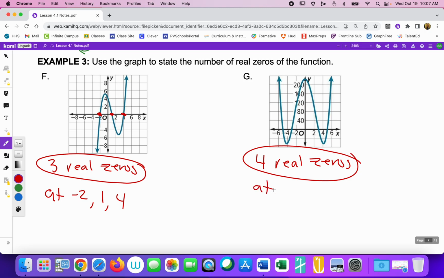-5, -3, +3, what type of degree is this one? Odd or even? Odd, positive, or negative leading coefficient? Going down to up. What does that mean? Positive. What's this one? Is it odd or even degree? Even. And positive because they're going up.